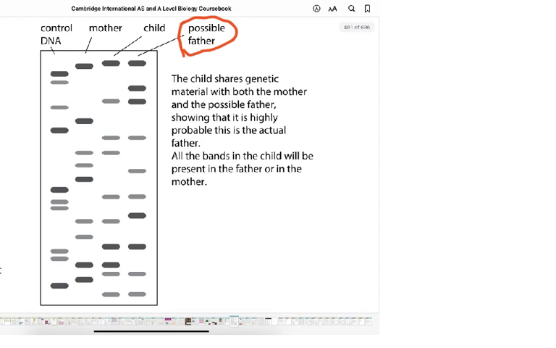Why? Because all the bands in the child will be present in the father or in the mother. So the child must get his bands either from his mother or from his father. So when you look at the child's bands, they are either from the mother or from the father. So this of course helps us in all these cases in which we have a dispute over paternity. So this is another one.